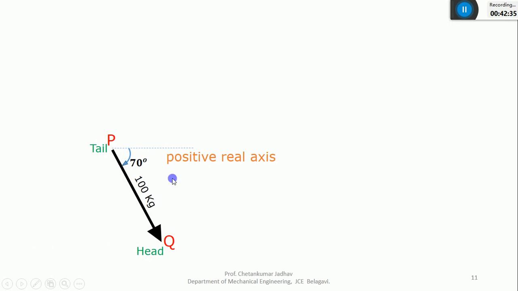Just take the vector PQ. It has a tail at point P, head at point Q, and it has the magnitude 100 kilonewton. It is making an angle 70 with respect to the positive real axis, with the tail as the reference, but the direction is clockwise, no doubt. But as per the rules, I want counterclockwise. How much is it?